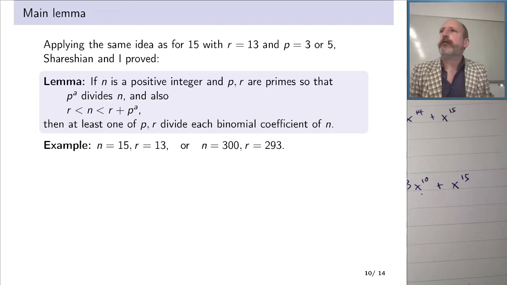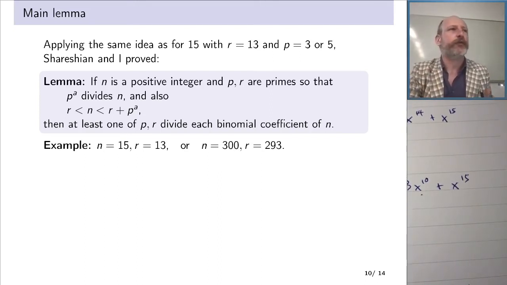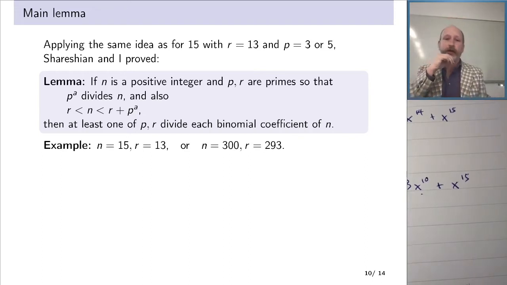P to the a, or p divides n choose p to the a, n choose 2 p to the a, and so forth by the freshman's dream. And r handles everything except for a few small and a few very big coefficients. Okay, so you can deal with lots of numbers with this. So n equals 15 with r equals 13 works great. n equals 300 with r equals 293 works. Let's see, so why will that work? 25 divides 300, and 25 plus 293 is big enough.